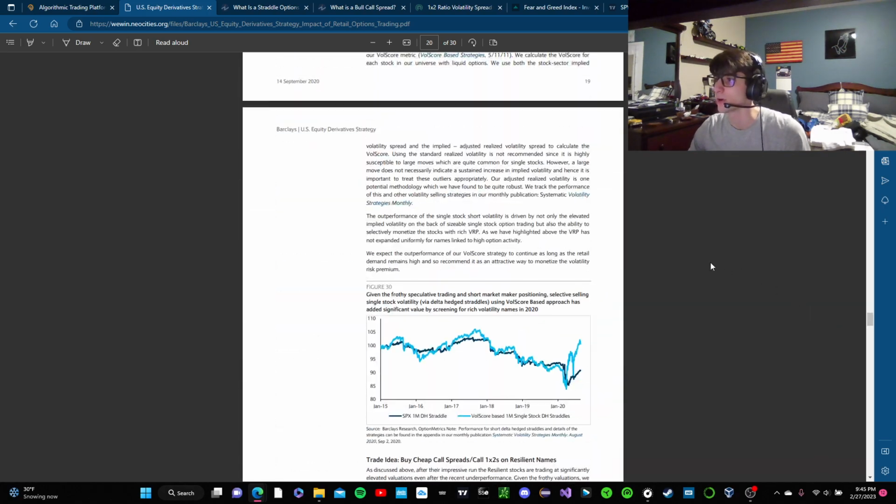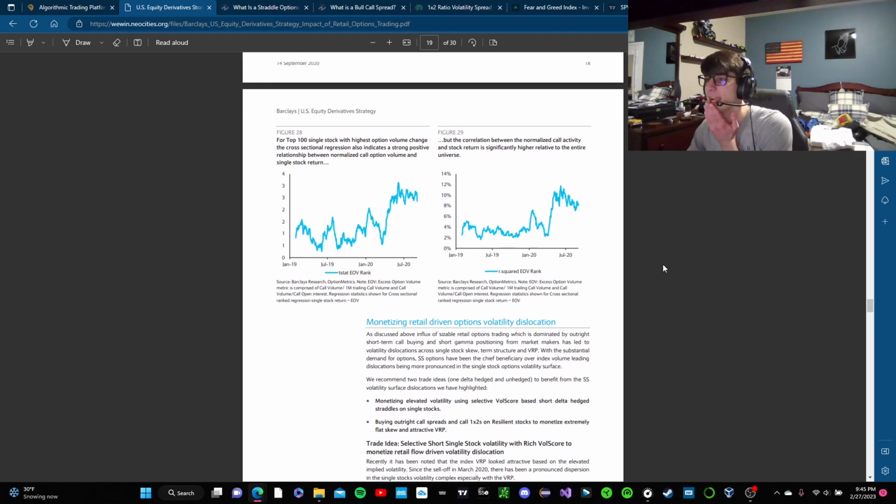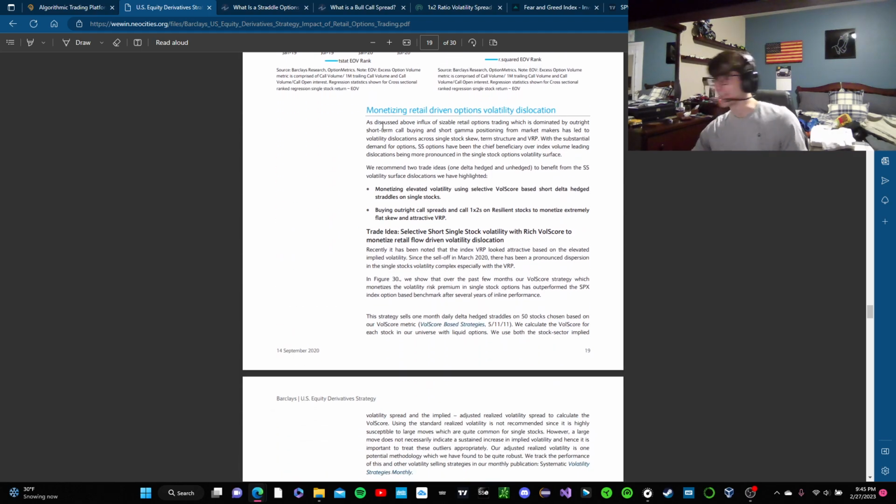And I'm going to be talking about it more so that way we can tie it all together. But here we are again, monetizing retail-driven options volatility dislocation. I want to vomit when I read that. Okay, so we're going to vomit even more when we read these things, and then I break it down, and you realize, oh, that's all they're doing? Terrible. So, monetizing elevated volatility using selective vol score-based short delta hedged straddles on single stocks.